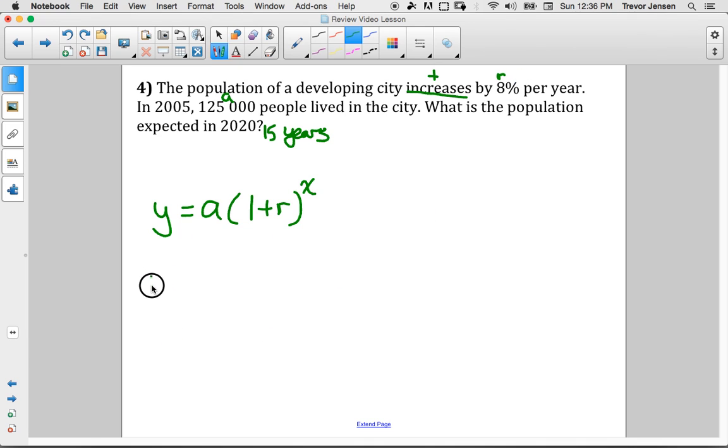So we're looking for the future value. Our initial value starts off with a population of 125,000 people in the city. It's going to increase by 8% per year. Don't forget, we're going to write 8% as a decimal, so 0.08. And to the exponent of x, it increases every year. So in 15 years, it's going to increase by 8% 15 times. Now we just have to solve this equation.